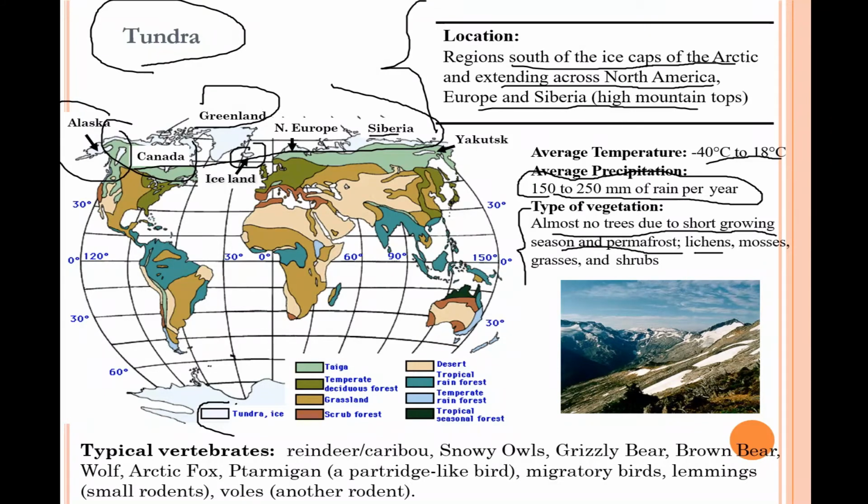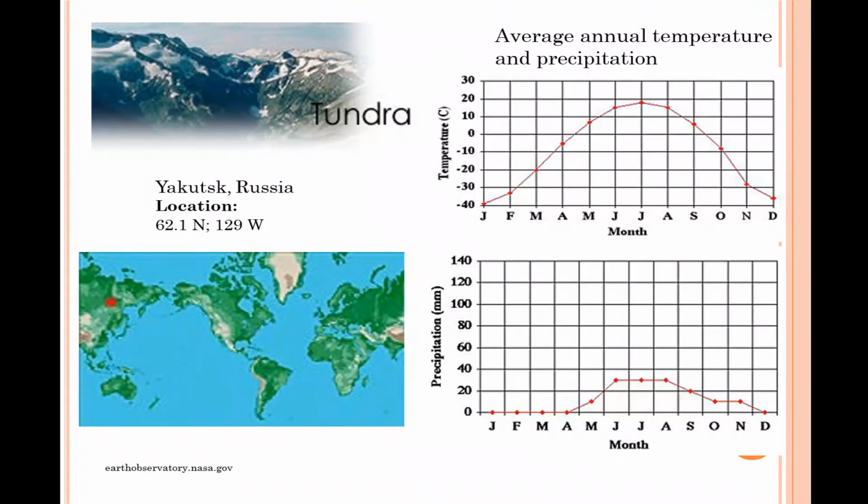So definitely there we can see lichen, mosses, grasses and shrubs, and these include some of the vertebrates such as reindeer, caribou. We can see snowy owls, grizzly bear, brown bear, wolf, Arctic fox, and some more animals, as you can see. So tundra region is one of the coldest regions, as you can say, present close to the Arctic region. So moving on from there, here we have another graph for the same.